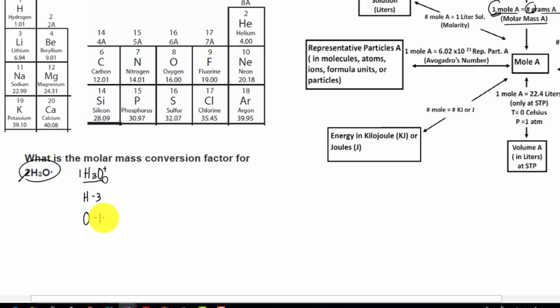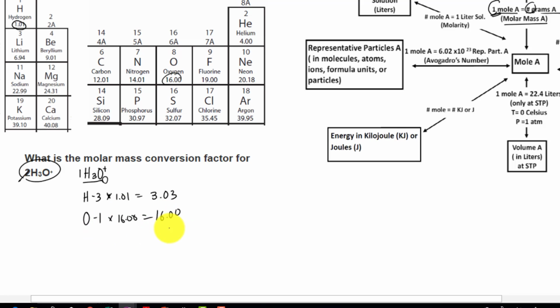And all you do is find the mass on the periodic table. For hydrogen, each one of the hydrogen is 1.01. So the total mass for hydrogen is 3 times 1.01 for the formula H3O+. If we plug this in the calculator, we get 3.03. Now for oxygen, 1 mole of oxygen on the periodic table is 16.00. So now you have 16.00.